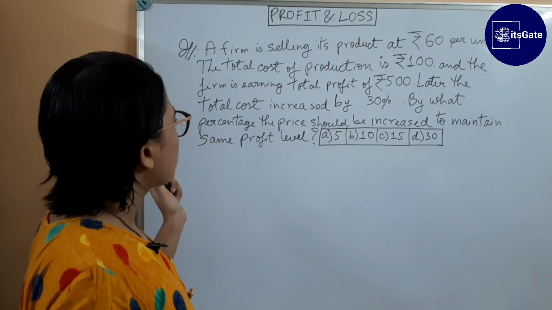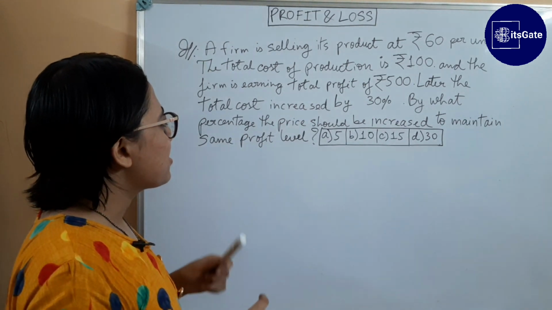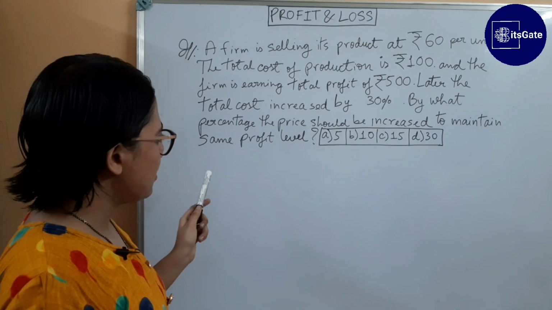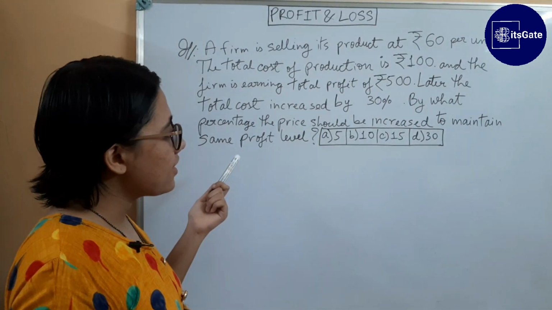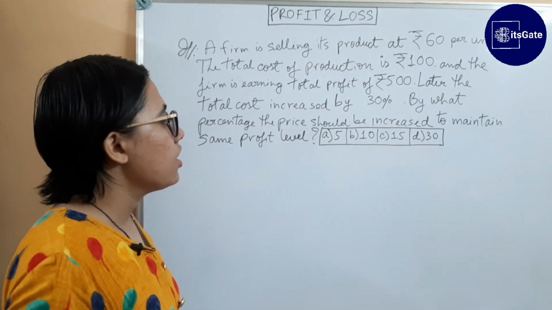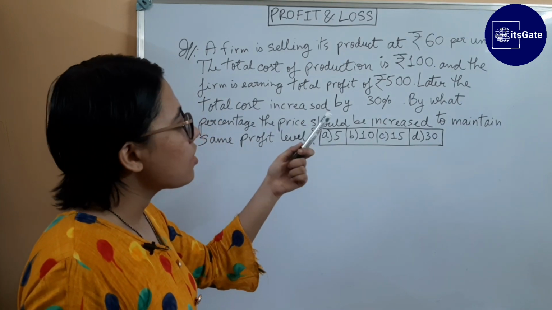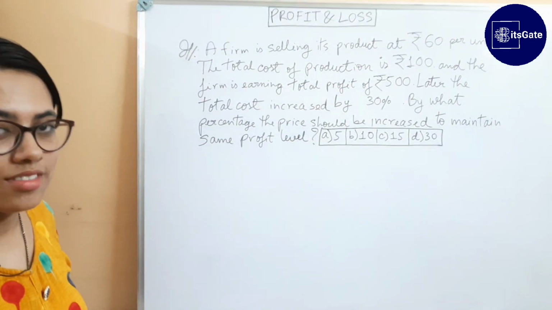Later, the total cost of production was increased by 30%. Then by what percentage the price, that is the selling price, should be increased to maintain the same profit level? We have options as 5%, 10%, 15% and 30%. So now let's move to the solution.